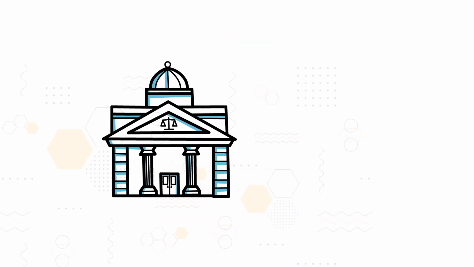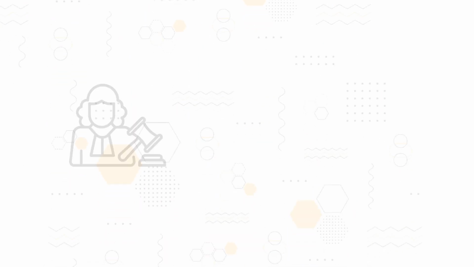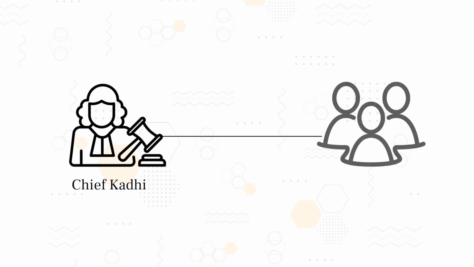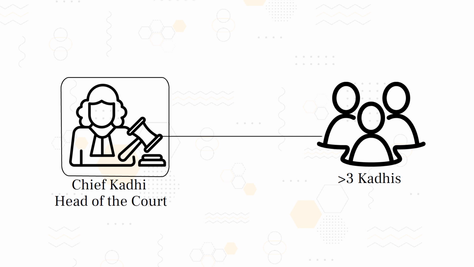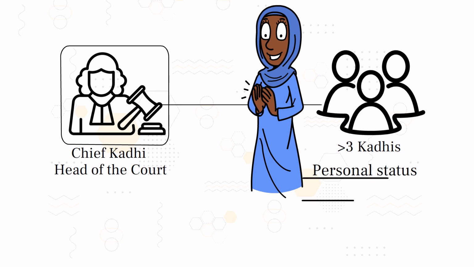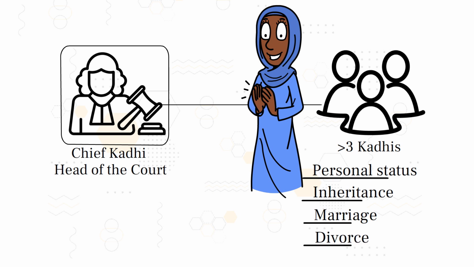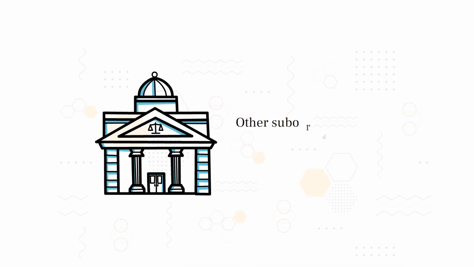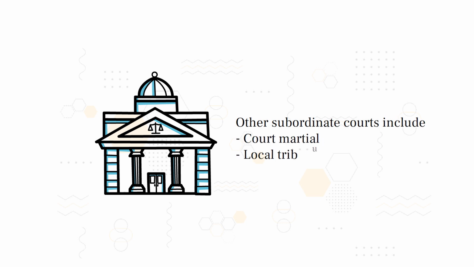The Kadhi's courts are subordinate courts that are composed of a Chief Kadhi and a minimum of 3 Kadhis. The courts are headed by the Chief Kadhi. Kadhi's courts preside over matters of Muslim law, especially those relating to personal status, inheritance, marriage, and divorce. Other subordinate courts include court-martial that handles military trials and local tribunals.